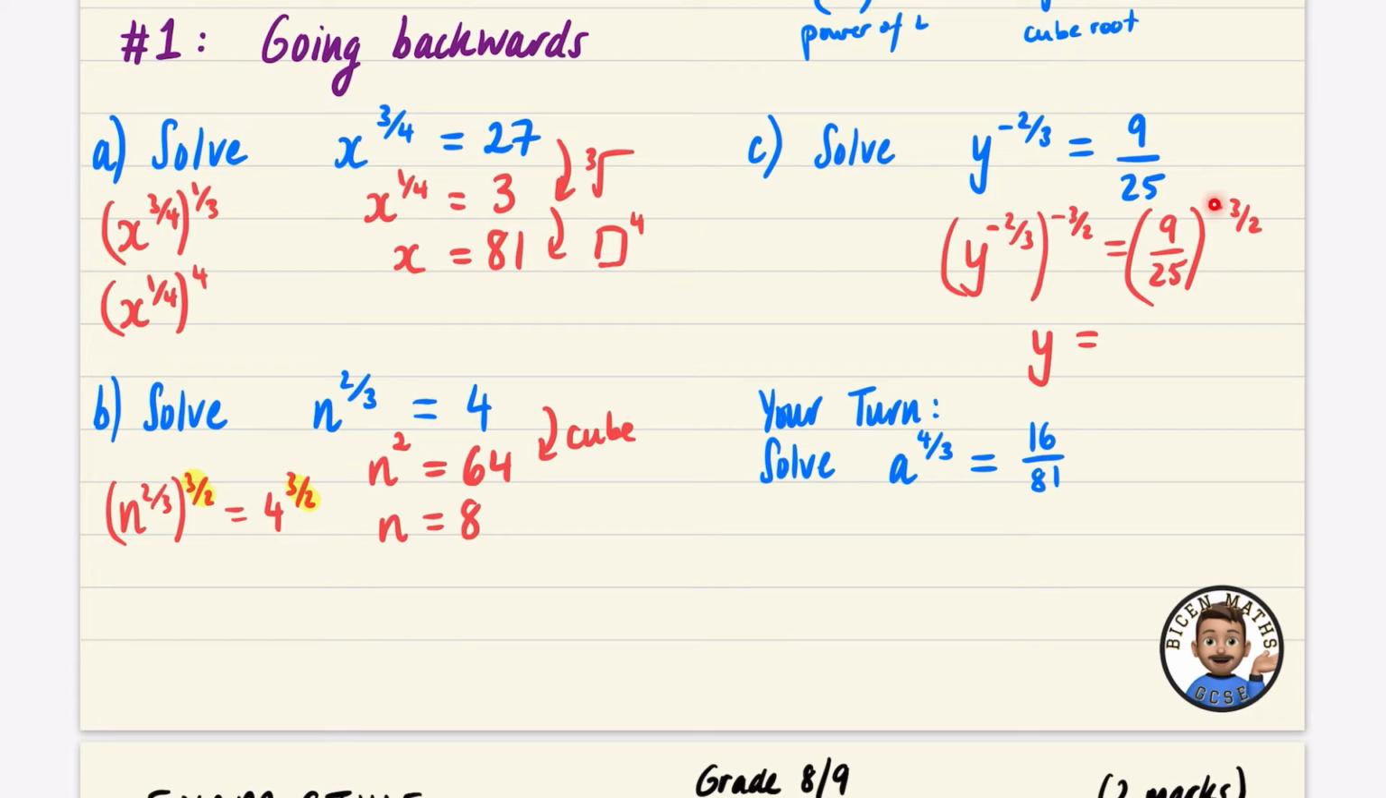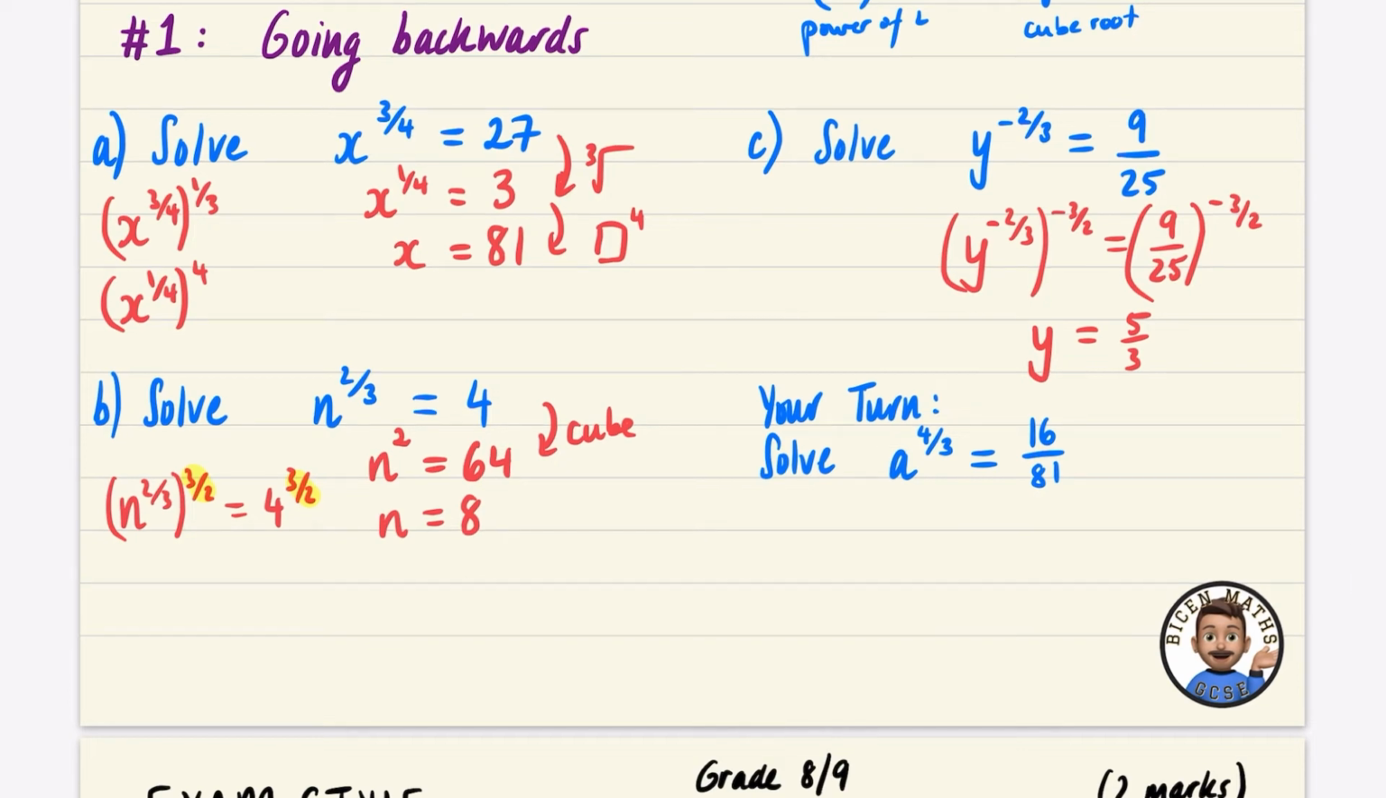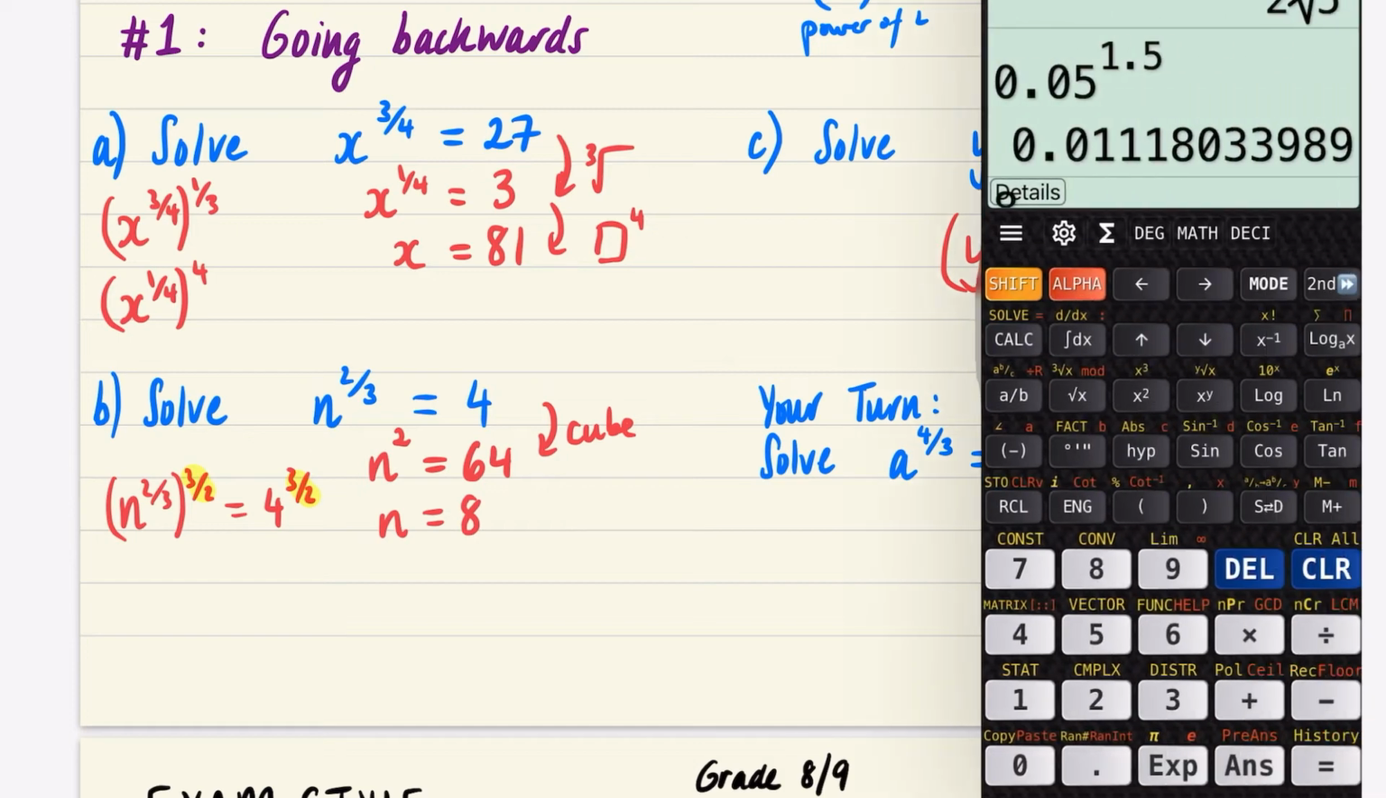The negative is going to be the reciprocal, and then this is going to be the square root. So I'm going to take the reciprocal and I'm going to square root it. Reciprocal would be 25 over 9, but if I square root it, I'm going to get 5 over 3. So I've done the negative, I've done the 2. My last thing is just to do to the power of 3. And 5 cubed is 125, and 3 cubed is 27. So my answer for this is that y is 125 over 27.